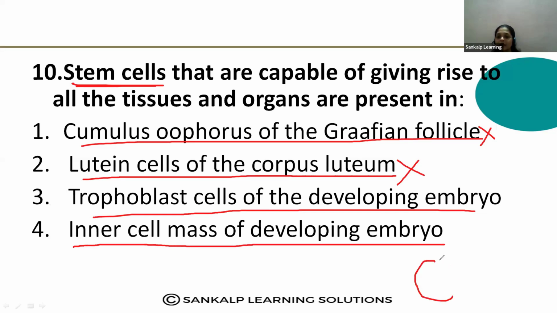The inner cell mass contains ectoderm, endoderm and mesoderm. So that contains the stem cells, and those stem cells are present at the inner cell mass of the developing embryo. That is the correct answer. Next question.